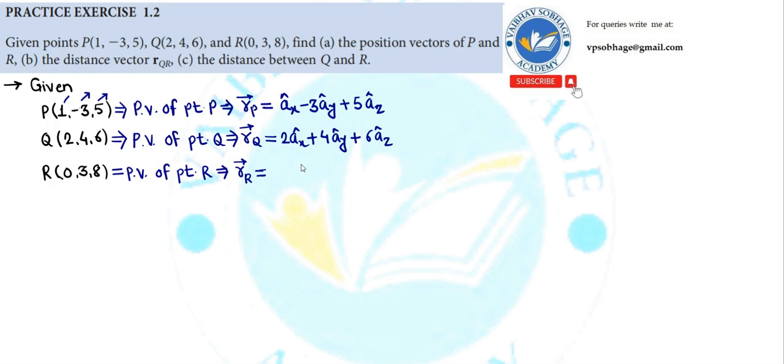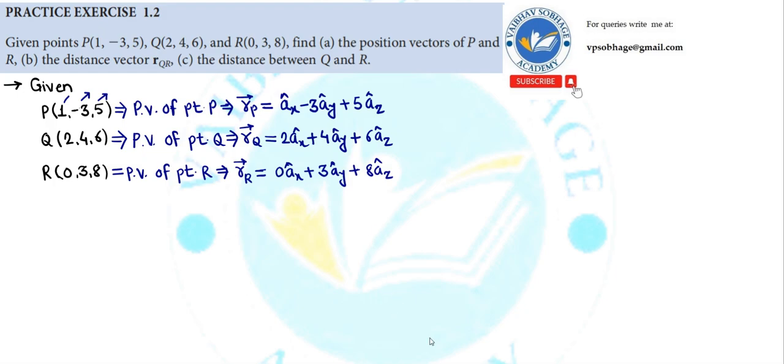Now what is the position vector for point R? We have 0 along the x direction. For simplification purposes, I am writing it down. If you have enough practice, you can skip that one. Then the component along y is 3, and the component along your z direction is 8 times az. So these are the 3 position vectors that we have.